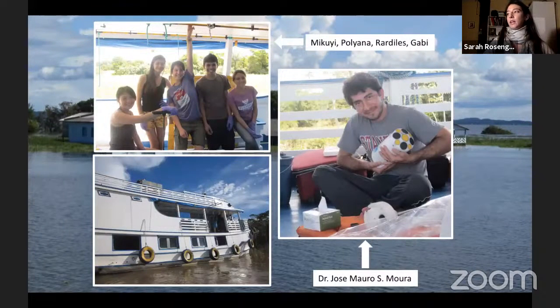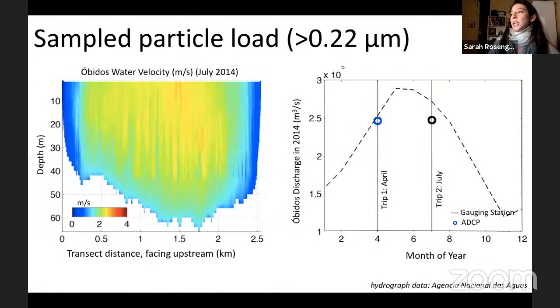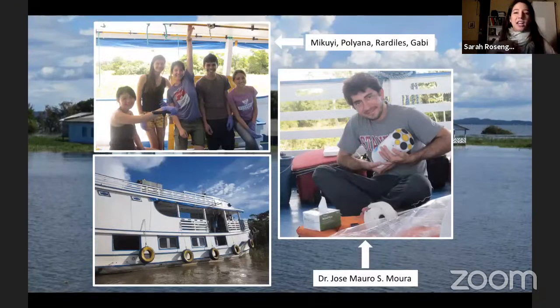And you can tell from the watercolor, it's not very brown. We couldn't have done this without José Mora in Santarém and a bunch of hardworking Brazilian students that worked together with us. They had their own research questions too, but they were also helping a lot with the sediment measurements: Miyuki, Poliana, Hargiles, and Gabby. And here's José on the right hugging our ADCP.